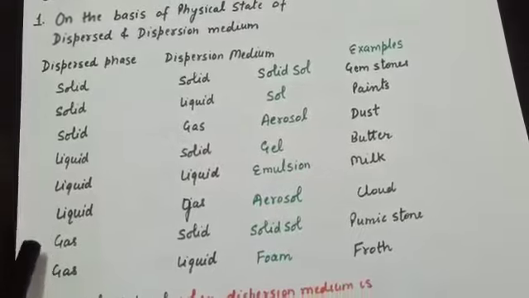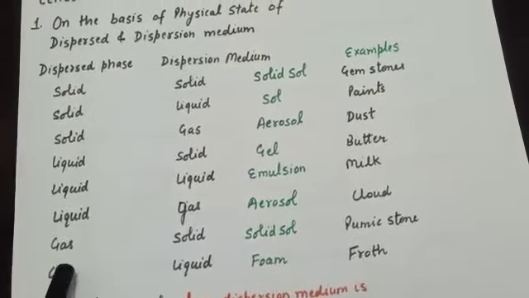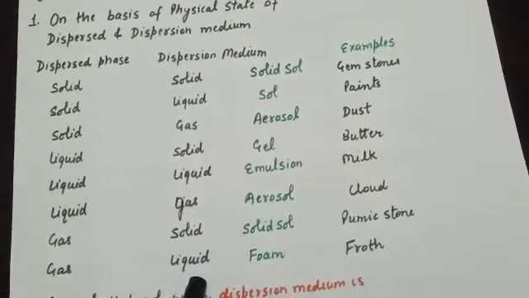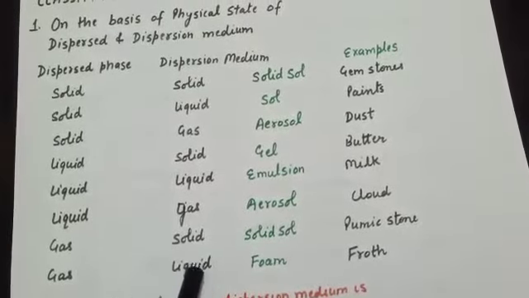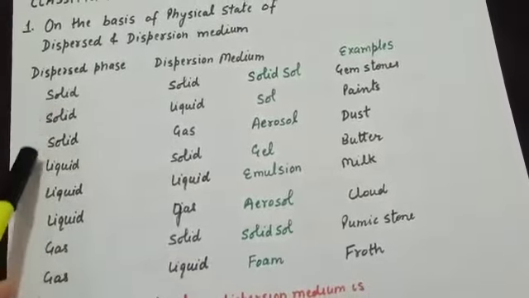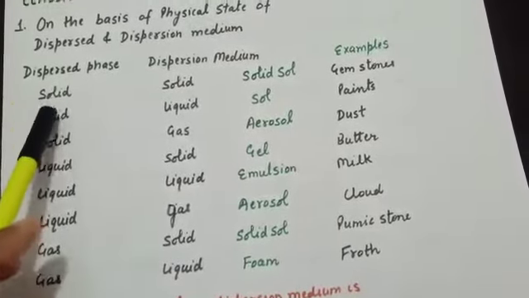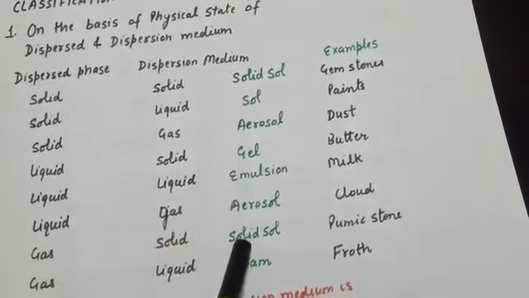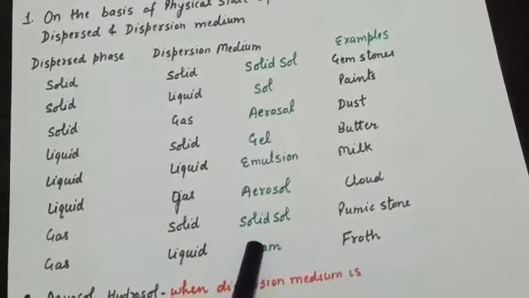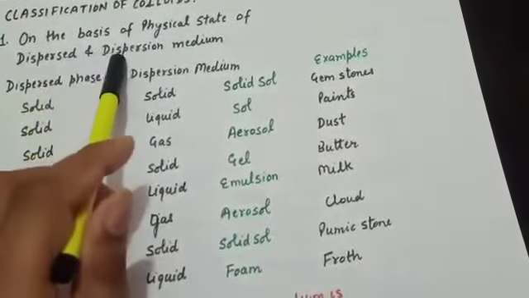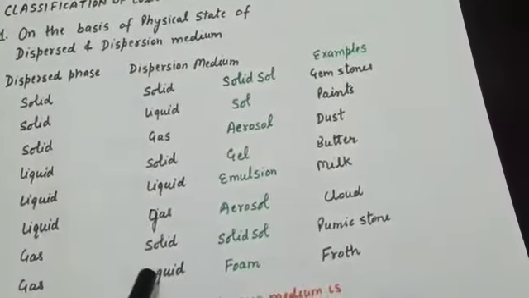So these are the 8 types of colloids. When the dispersed phase is gas and the dispersion medium is also gas, that forms a homogeneous mixture, that is why that type of colloid is not possible. So we have 8 types of colloid depending on the dispersed phase and dispersion medium, and the name is also given. So on the basis of physical state of dispersed phase and dispersion medium, 8 types of colloids are possible.